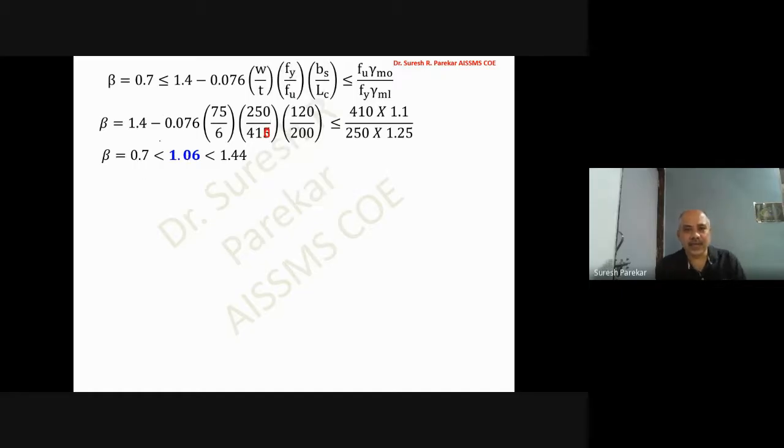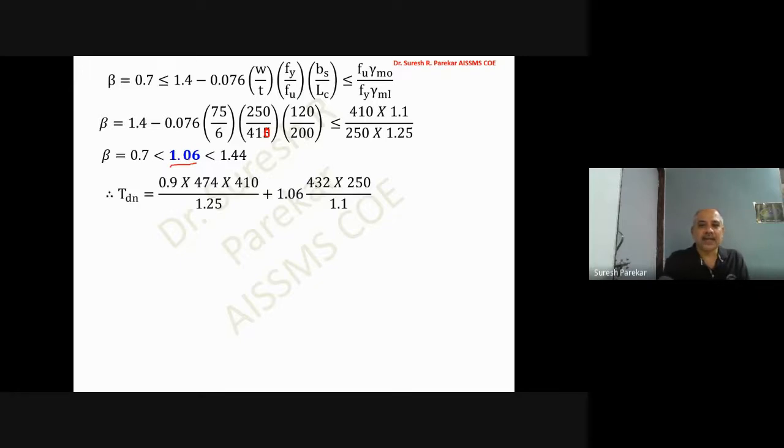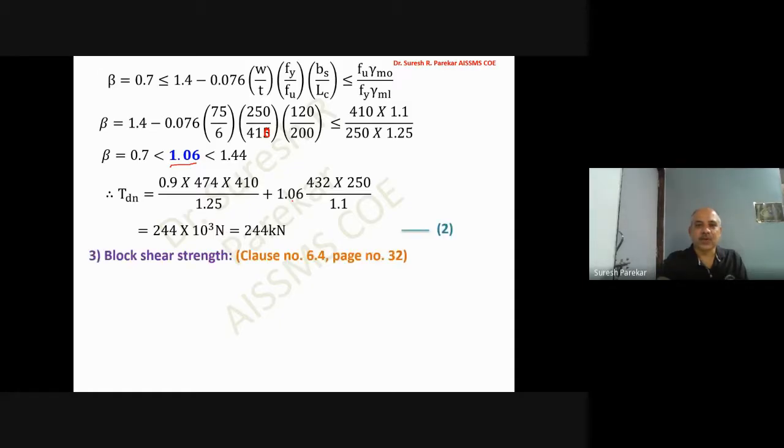So then we will keep this value as it is, 1.06, and then we will substitute these values. Already we have seen ANC we have 474, AGO we have 432. This is the value of beta, and from this we are going to get this value, which is equal to 244 kilonewtons.